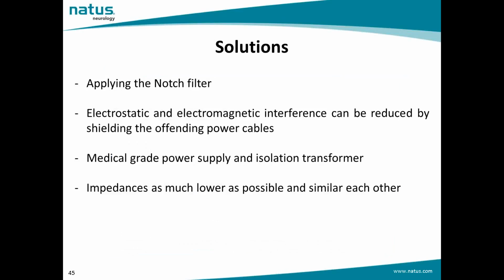The main solution to reduce the electrical interference generated by the power line is to apply the notch filter. Electrostatic and electromagnetic interference can be reduced by shielding the offending power cables, by using a shield room for the recording, and by proper wiring of the power cables.